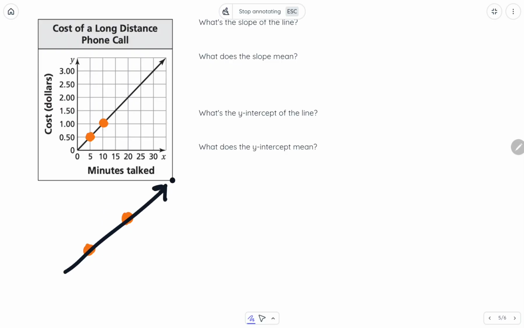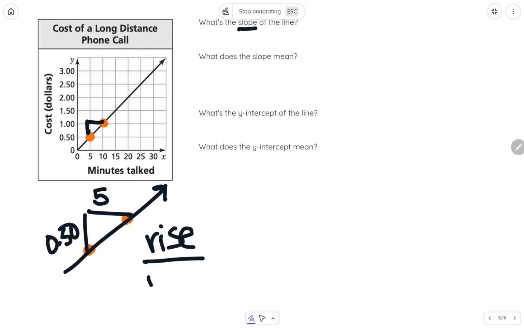In order to find the slope, remember that you got to do rise over run. So rise was from 0.5 to 1. So that would make our rise 0.5. To get from 50 cents to $1 is 50 cents. And our run went from 5 to 10. So our run would be 5. So our slope, remember, is rise over run. And we said our rise was 0.5 and our run was 5.